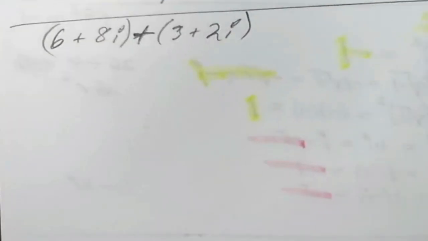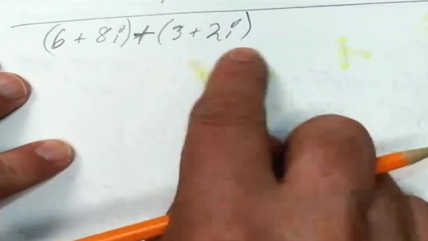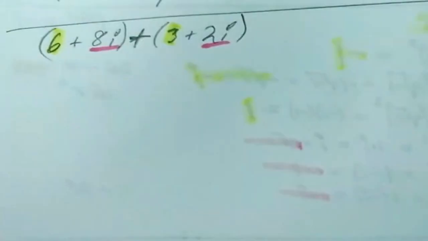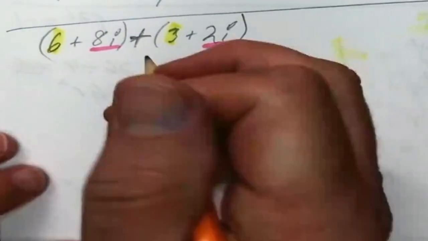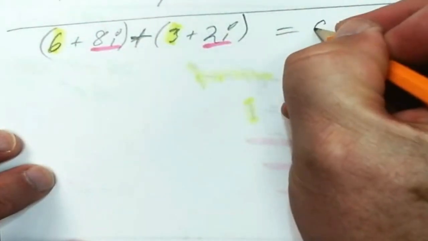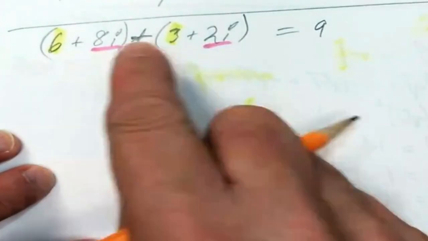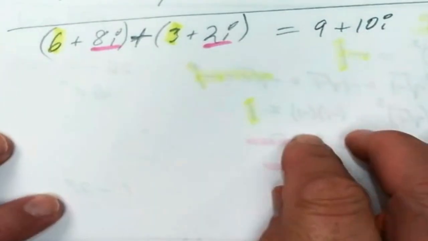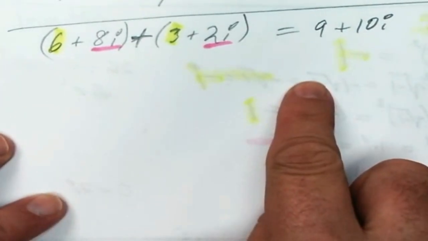So if we want to add two complex numbers, we have to make sure that we combine the real number with the real number and the imaginary number with the imaginary number. So when we add these together, 6 plus 3 is 9. 8i plus 2i is 10i. That's it. It's that simple.